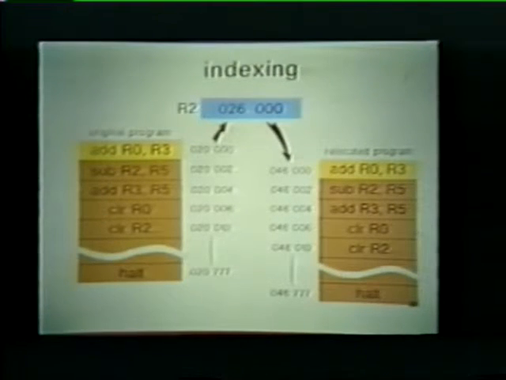We'll use register R2 as an index register so we can relocate our program. Notice that R2 contains the value 026000. This value is used as an index or base. This base value can be summed with the original memory addresses to form the new addresses. Thus, the first instruction, add R0 to R3, has a memory address of 020000. When this address is summed with the base value in R2, it produces a new memory address of 046000. Because we can change the value in R2 whenever we want, we can move a program to any area of memory without having to rewrite the program.